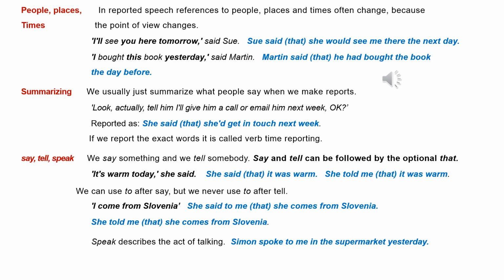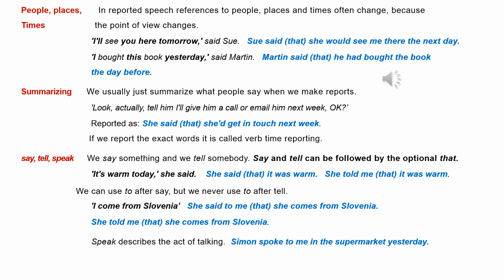Summarizing. We usually just summarize what people say when we make reports. "Look, actually, tell him I'll give him a call or email him next week, okay?" Reported as, she said that she'd get in touch next week. If we report the exact words, it is called verbatim reporting.